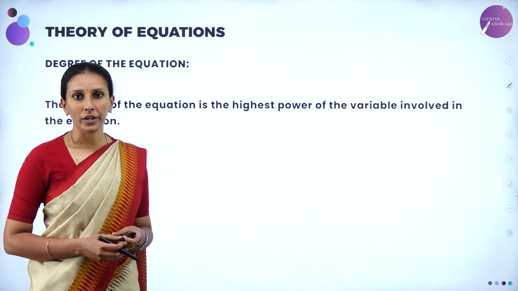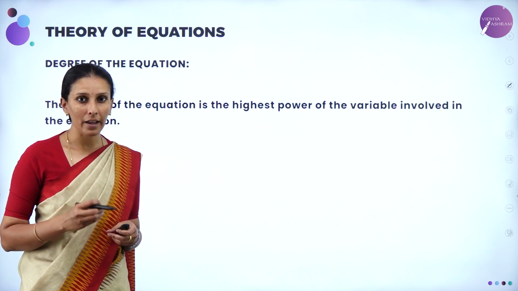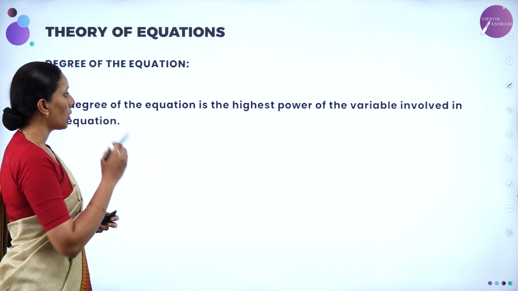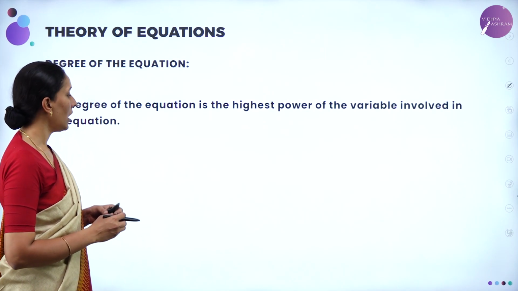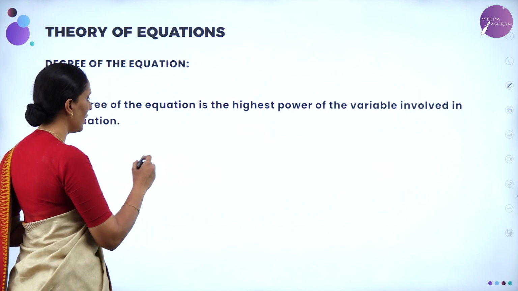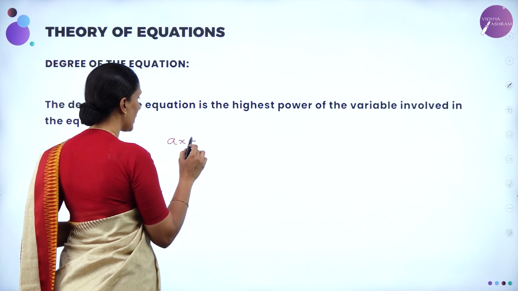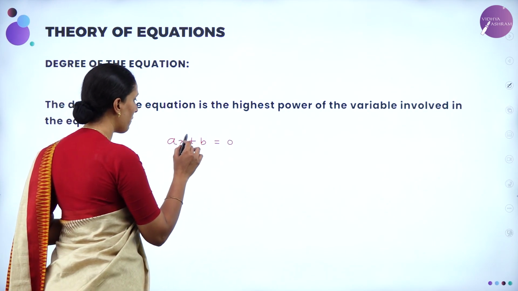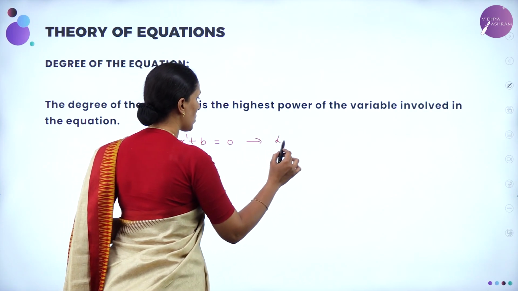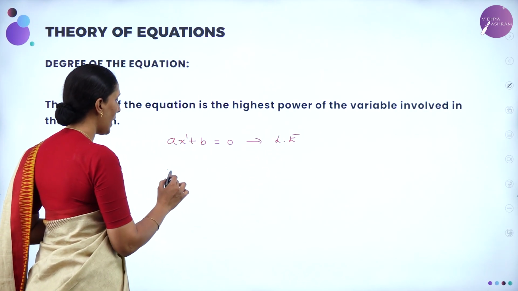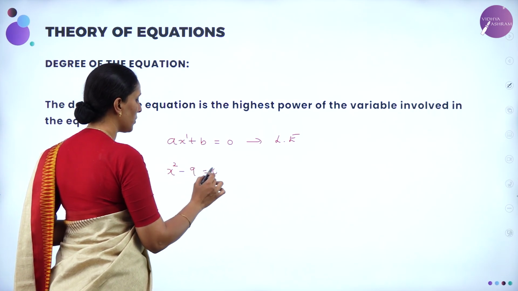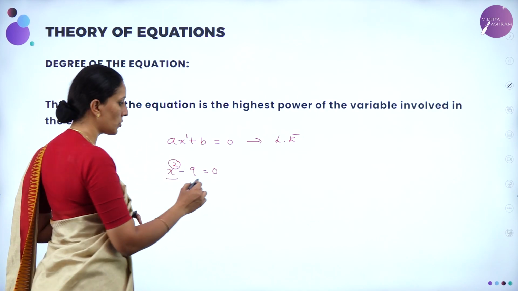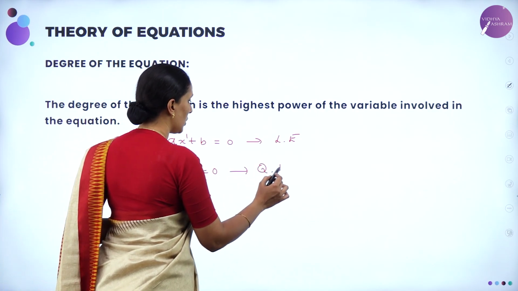Now, the degree of the equation plays an important role in deciding the type of an equation. The degree of the equation is the highest power of the variable involved in the equation. For example, if I generally write ax plus b is equal to 0, the variable used here is x and its power is 1. So this type of equation is called a linear equation. Somewhere I will take x square minus 9 is equal to 0. The variable used here is x and its power is 2. So since the power is 2, we call it a quadratic equation.